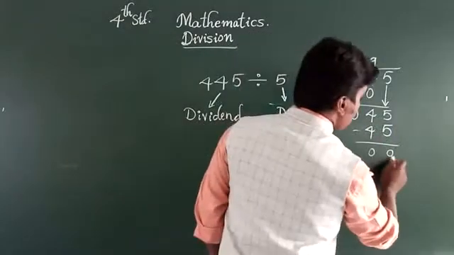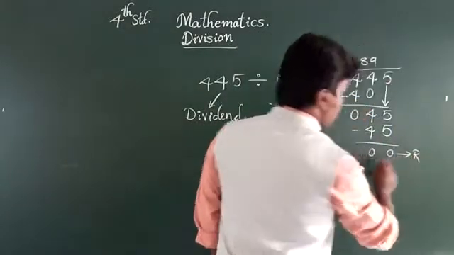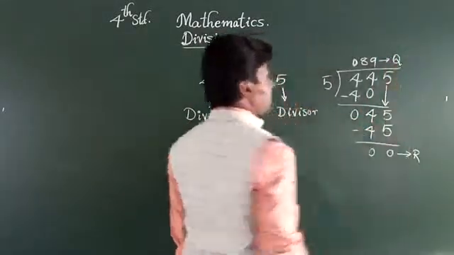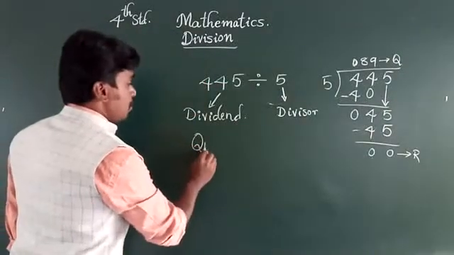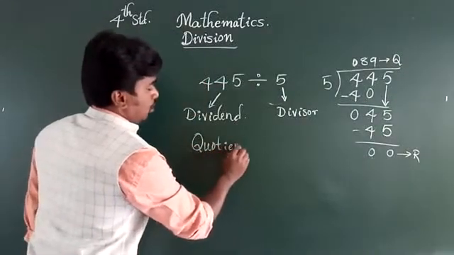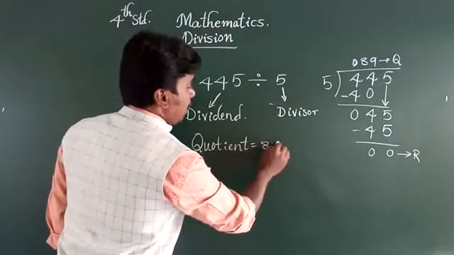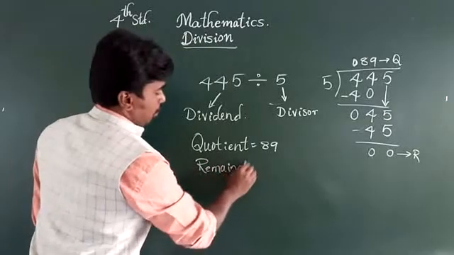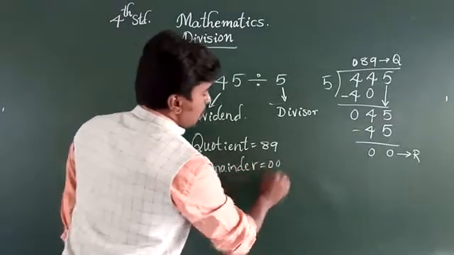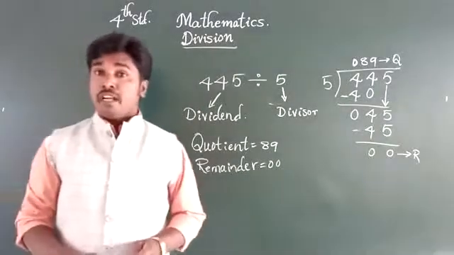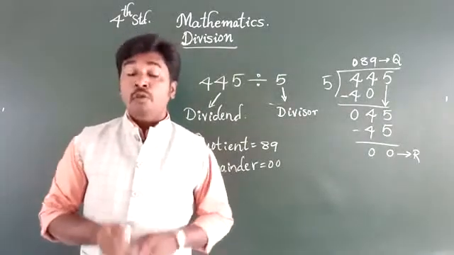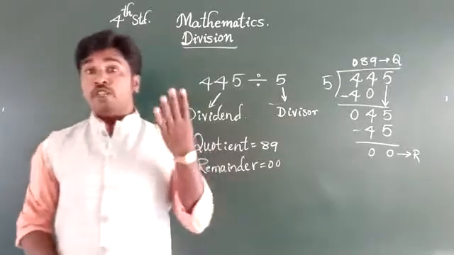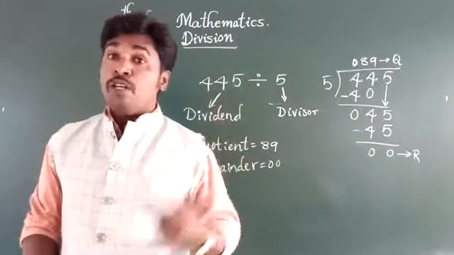Dear children, this 0 is the remainder. How much is left? It is called the remainder. This is called the quotient. Then the quotient is 89 and the remainder is 0. So in this way you can divide the numbers. You learn how to divide 3-digit numbers with 2-digit numbers and also 4-digit numbers with 1-digit and 2-digit numbers.